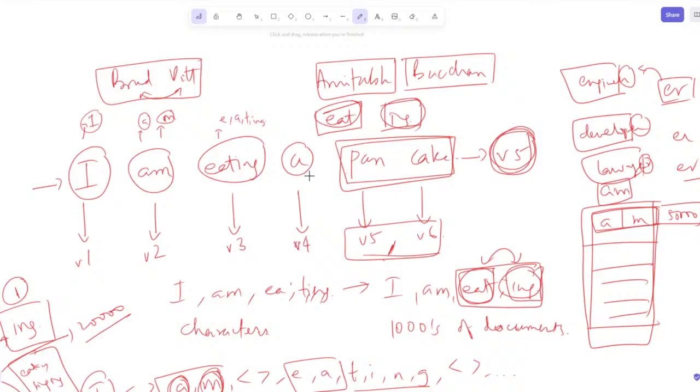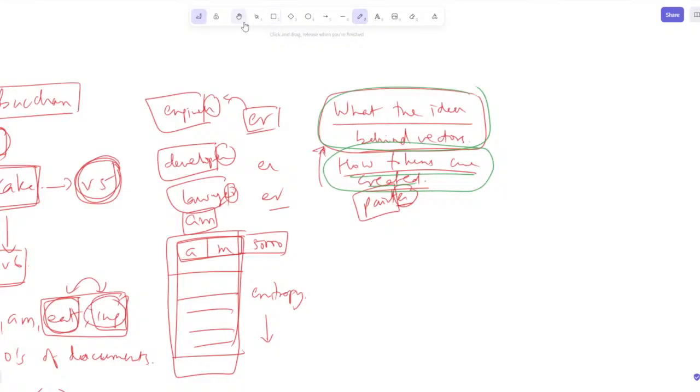That is what byte pair encoding is. Keep adding words till the entropy of your vocabulary goes down. Is there a separate algorithm to do vector embeddings? Yes. Until now we have just done tokens. These tokens will now be converted into vectors.